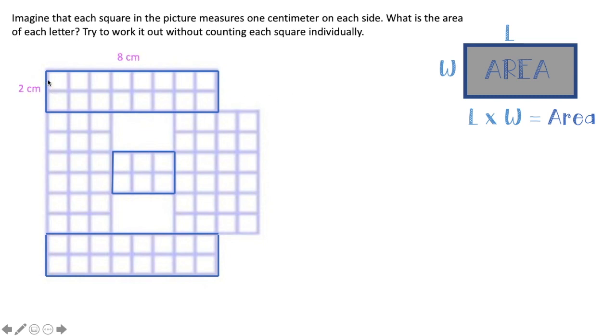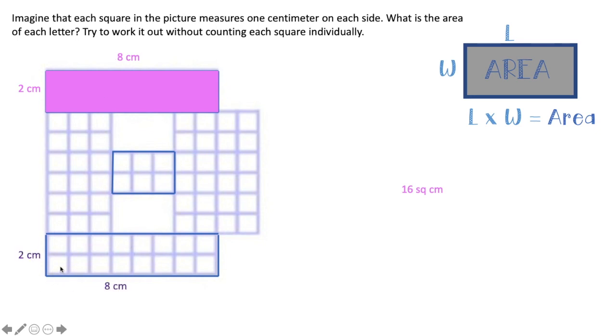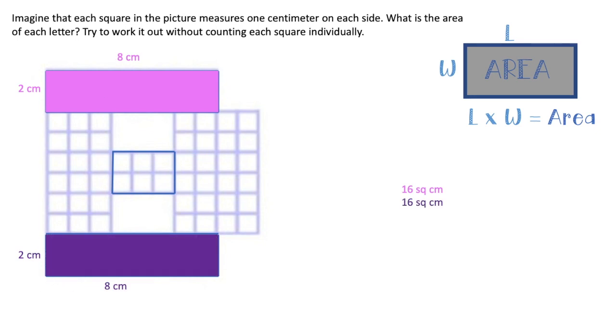Okay, this top one, 1, 2, 3, 4, 5, 6, 7, 8 up top by 2. 8 times 2, I know my 2's super well. I'm going to count by 2's just to make sure. 2, 4, 6, 8, 10, 12, 14, 16. So 16 square centimeters. This guy and this guy are the same. So if I know the top, I know the bottom. 16 square centimeters. Okay. Now I know that these three are all different.